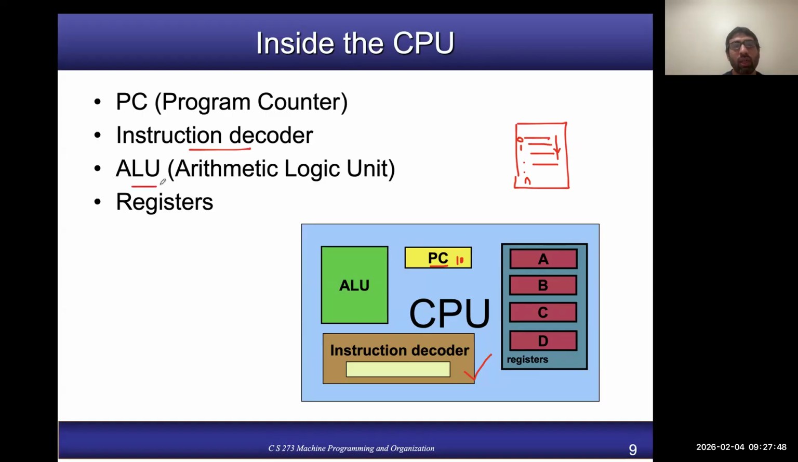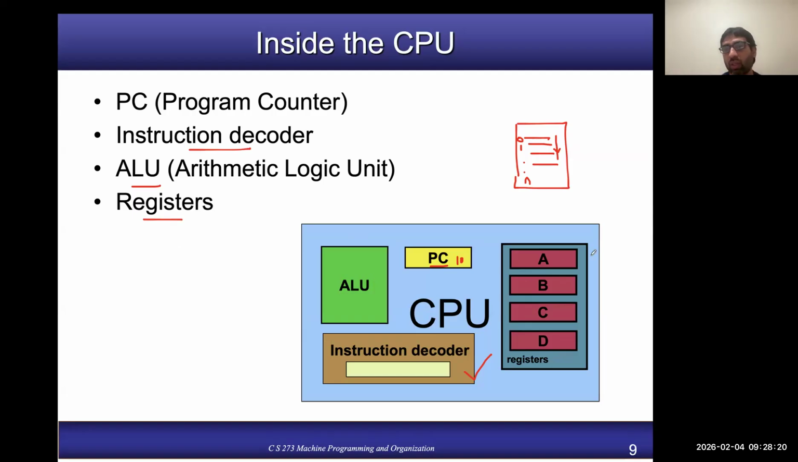And then ALU, arithmetic logic unit. The purpose of this unit is basically to perform the operation. Remember, the job of the instruction decoder is to understand what operation is to be performed and where are the operands on which it will be performed. The job of the arithmetic logic unit is to actually perform the operation. So if the instruction decoder finds that the instruction needs to do the addition, then ALU will actually add the numbers.